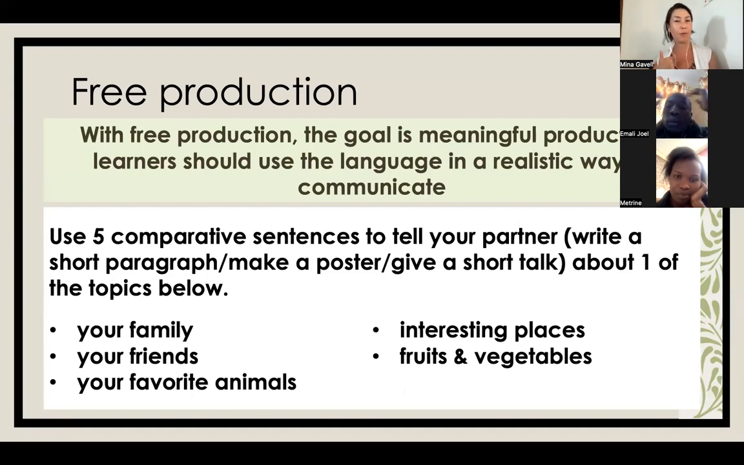This can be done through speaking, this can be done through writing, this can just be done with partners, it can be done in front of the class, whatever the teacher decides is the best way to do this.